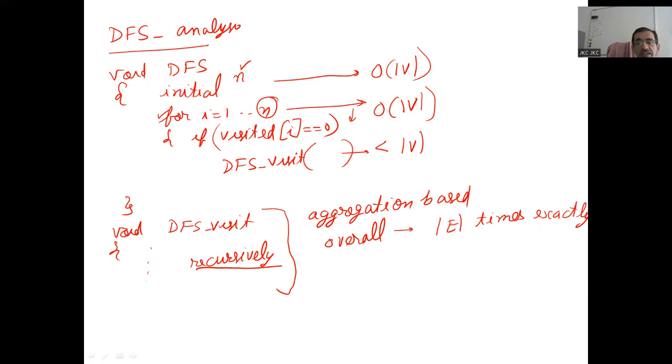So irrespective of nesting, although nesting happens here also, nesting will not be used for analysis. I will say this takes this much time, this takes this much time, and I will claim, by all nestings, the total is going to be order of E.